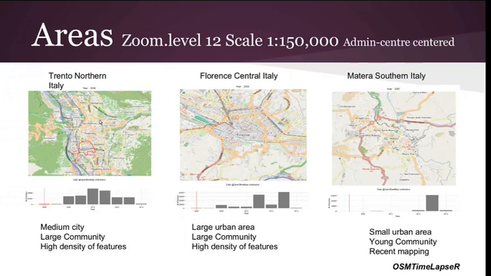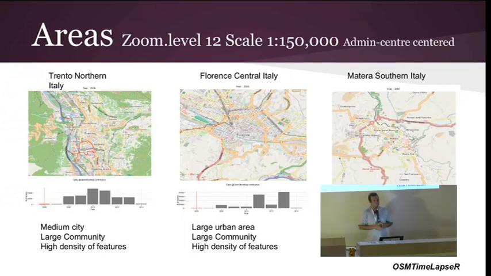These areas have different stories and different communities of users. The most ancient is the Trento community, followed by the Florence community. The youngest area is Matera. Matera has made a great effort in the last years using OpenStreetMap. They have chosen OpenStreetMap to promote their city. Yes, okay. So the areas are very different.